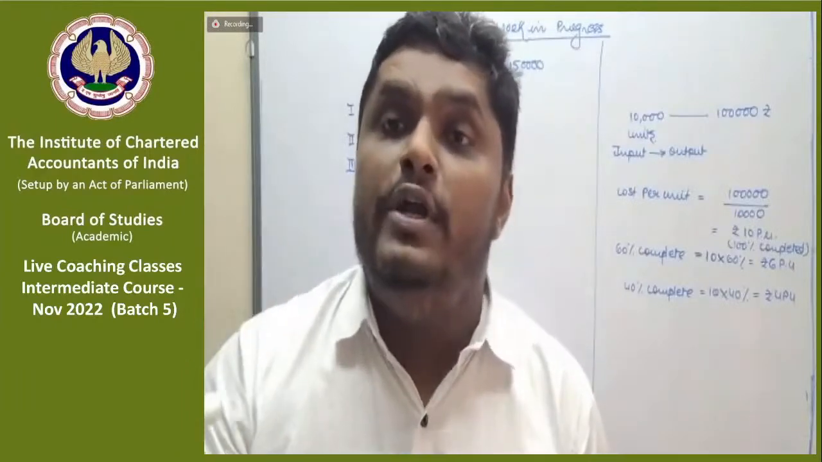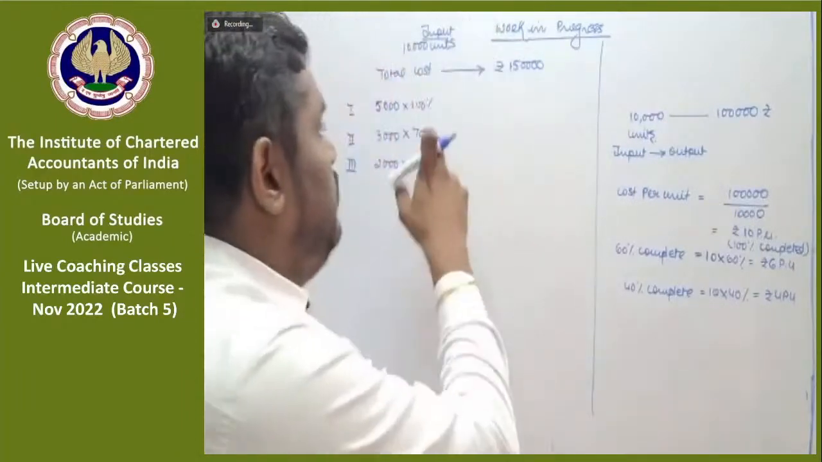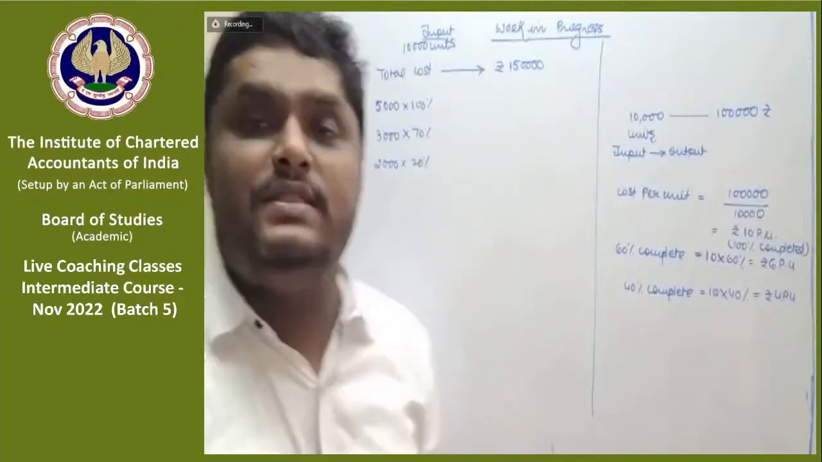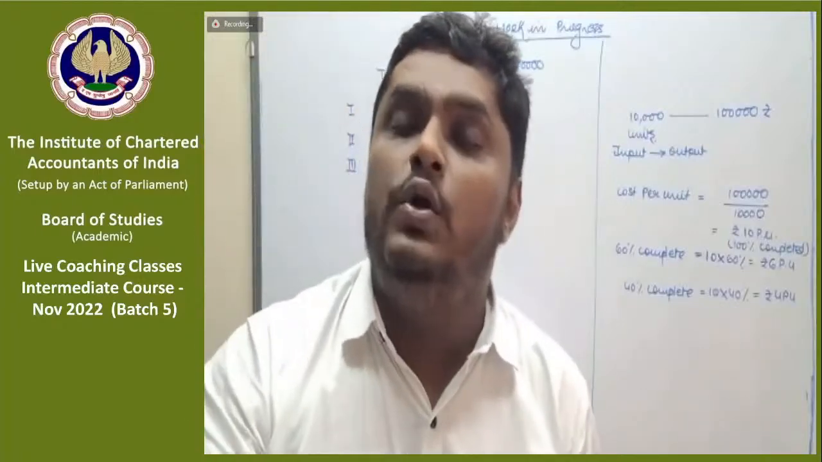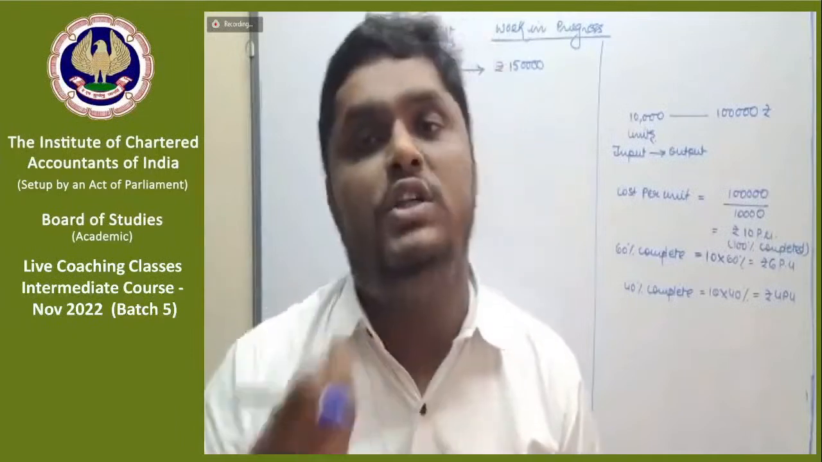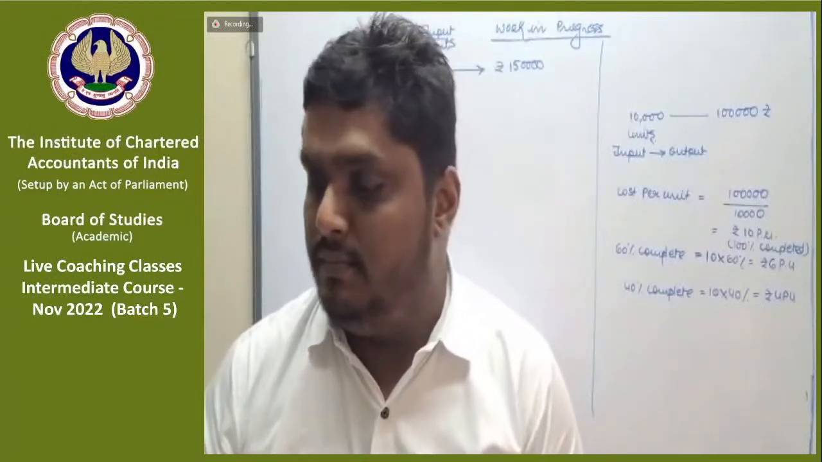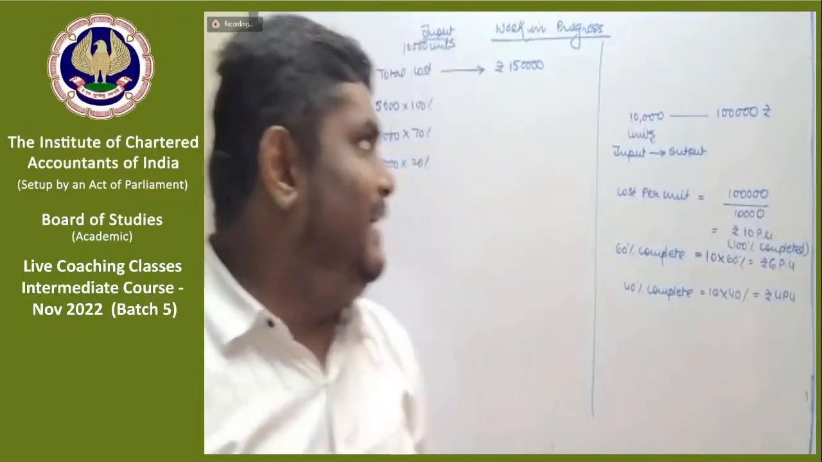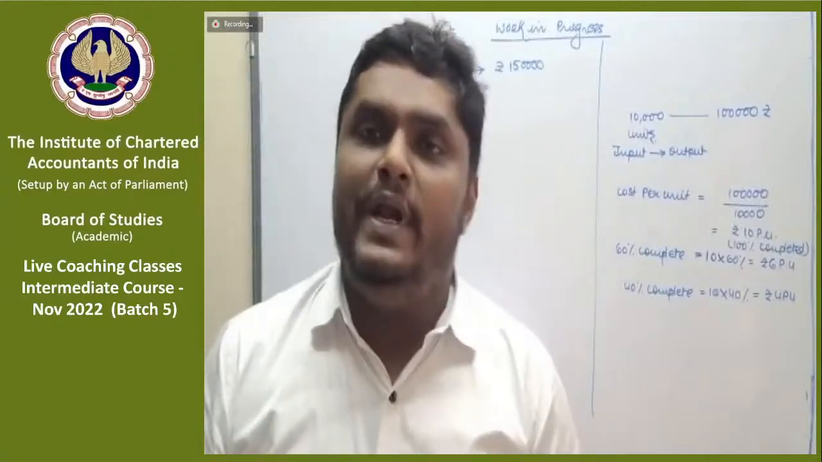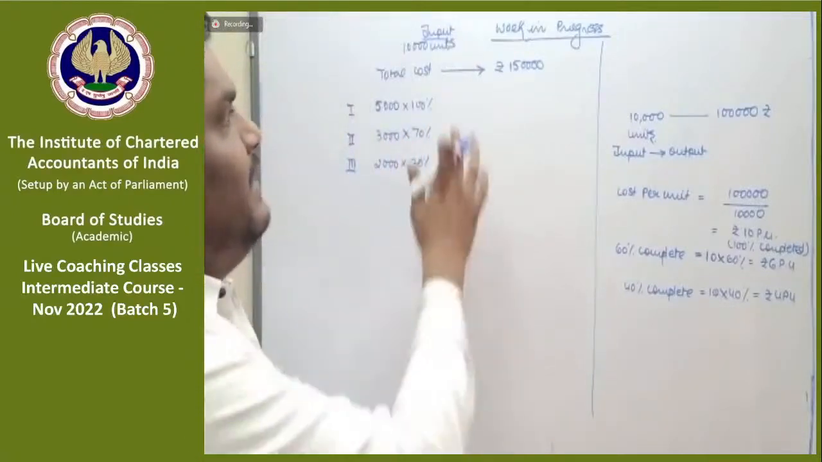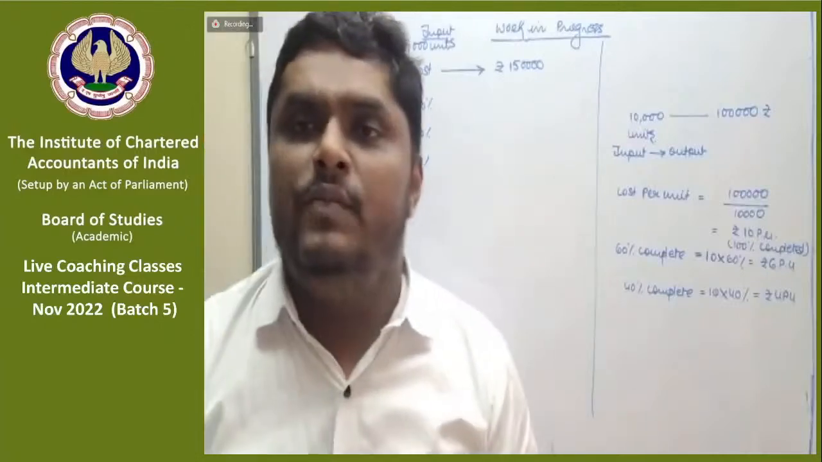Now my point is how to calculate the value of these 2,000 units and these 3,000 units, and apart from this, how to calculate the cost per unit. That is a big question. I repeat again, there is an input made of 10,000 units and the cost is 1,50,000.